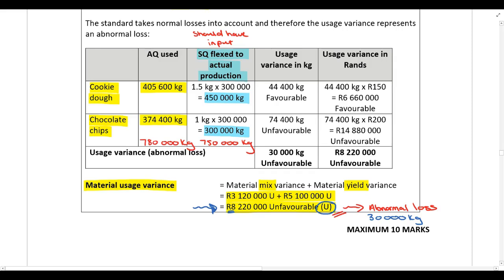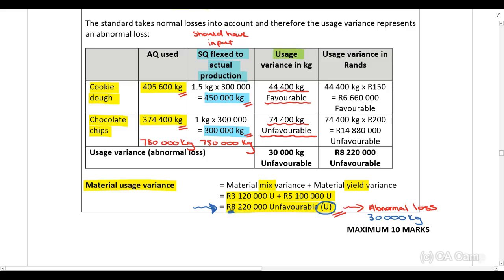So if we look at cookie dough, we can see they should have input 450,000 kilograms. They actually input 405,600 kilograms. So they actually input less than what they should have, which means this variance is going to be favorable. And the difference between the two is 44,400 kilograms. Then for the chocolate chips, they should have input 300,000 kilograms. They actually input 374,400 kilograms. So because they actually input more than what they should have, this variance is going to be unfavorable. And the difference between the two is 74,400 kilograms.